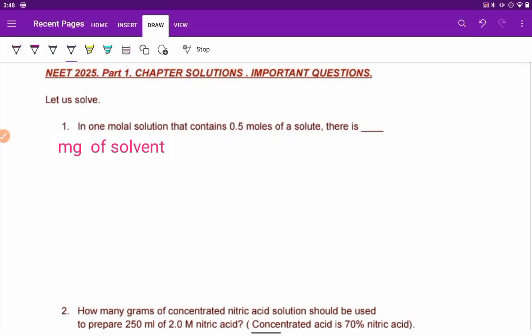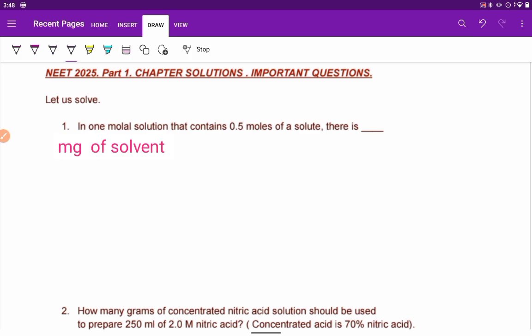Today let us do some preparation for NEET 2025. So this is part 1. For the chapter solutions, we will solve some important questions today. Now see the first one. In 1 molal solution that contains 0.5 moles of a solute, there is dash ml of solvent.